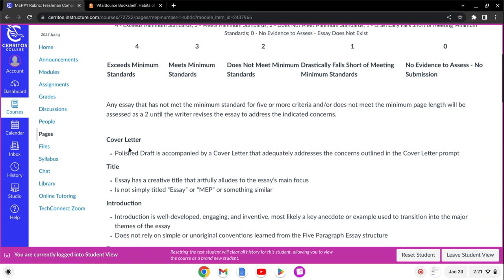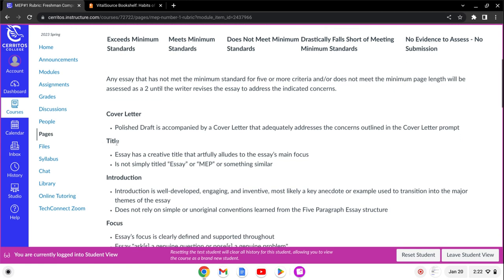So the cover letter. With your draft 1 of major essay project 1, you submit that feedback letter, which gives me a heads up on what you wanted me to pay attention to with my feedback. So the cover letter for the polished draft is similar. What you're doing is you're explaining how you took that feedback that I gave you on your first draft and applied it to creating your polished draft. What did you think you did well? What do you think you still need to work on? Any questions that you might have? So that is the first criterion. We need to make sure that we submit a cover letter that addresses the cover letter prompt, which you can find in the module.